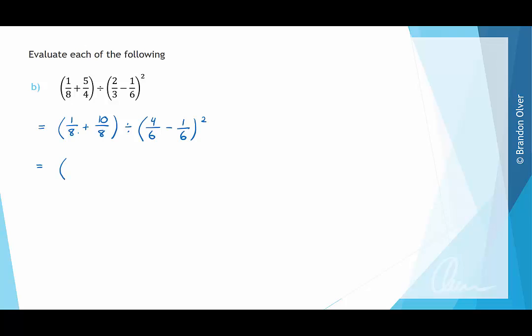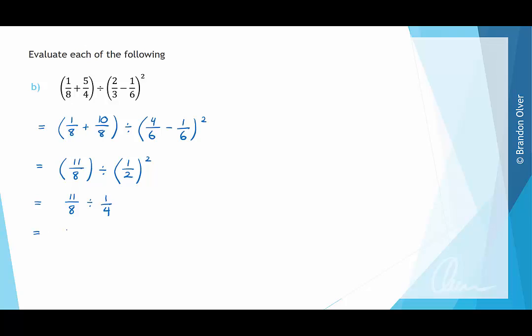So the first set of brackets, we have 1/8 plus 10/8, which is 11/8. Then we divide that by 4/6 minus 1/6, which is 3/6, but that can be written as 1/2, and then we're going to square that. We still have 11/8, and then we divide by, and if we square 1/2, that is going to become 1/4.